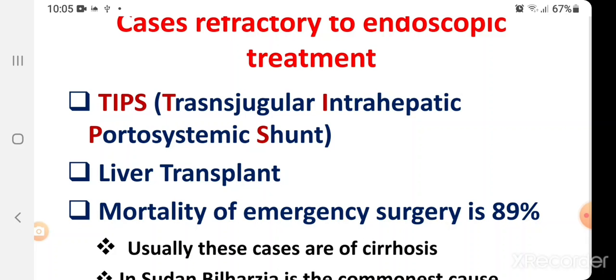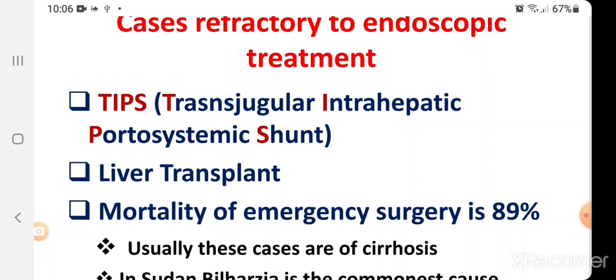TIPS is transjugular intrahepatic portosystemic shunt. You go through these veins till you reach inside the liver, and then you make an anastomosis between the portal system and the systemic system inside the liver. Portosystemic shunt, inside the liver. We say that there is systemic anastomosis in the abdomen, but now you make a portosystemic shunt inside the liver. And this is a very difficult treatment.